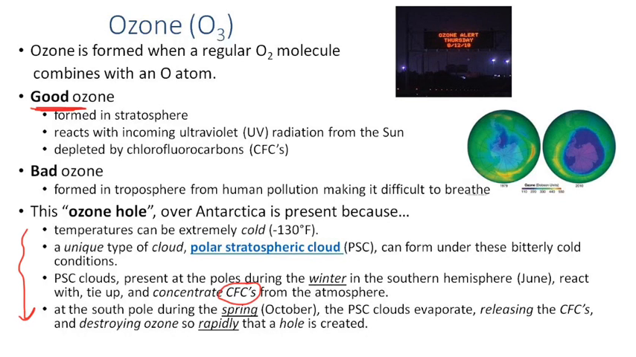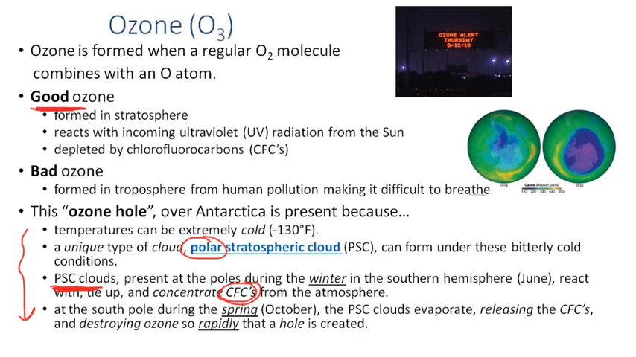Now the CFCs, the chlorofluorocarbons, are tied up in these polar stratospheric clouds. They're just beautiful. I've seen pictures of them, and I have a link here. But these polar stratospheric clouds are, guess where? At the poles. So they're very cold. They're very upper level clouds. Most clouds are in the troposphere; these are in the stratosphere. These clouds tie up CFCs, so they can't do their dirty business.